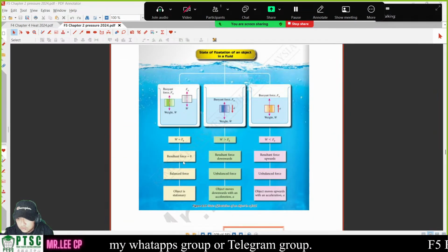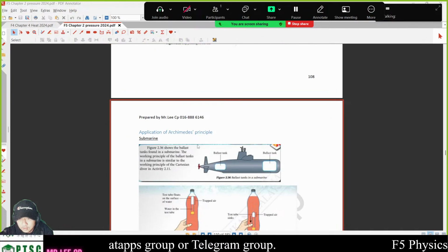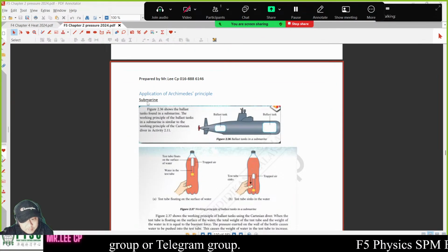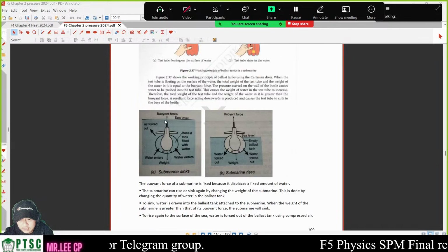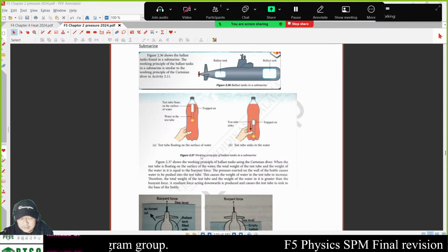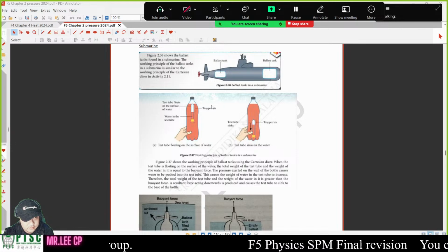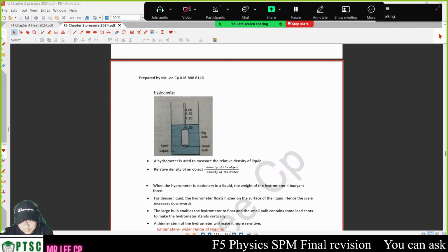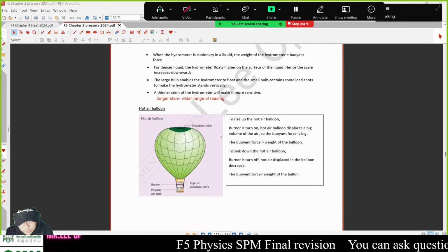So this one I don't focus on. It is from your textbook. Applications you need to know. So Archimedes principle, submarine, the working principle of the ballast tank in the submarine. You need to read, although I don't think it will come out. Hydrometer, you need to know how it works. Hot air balloon, how it works.